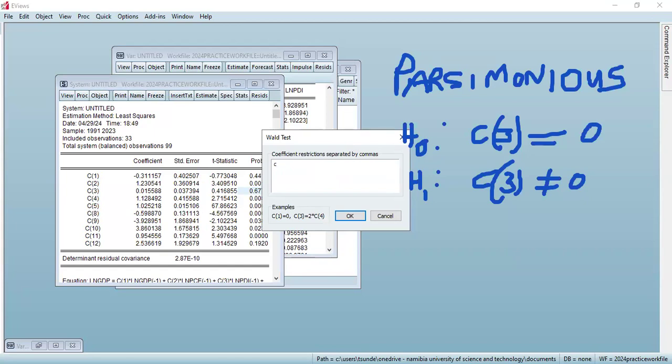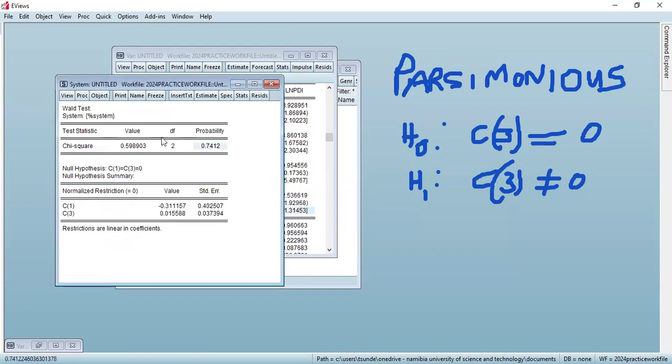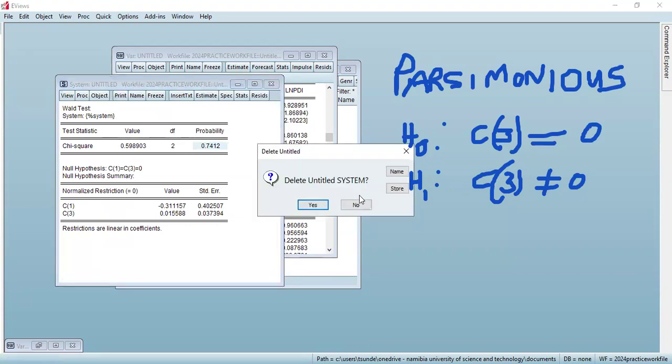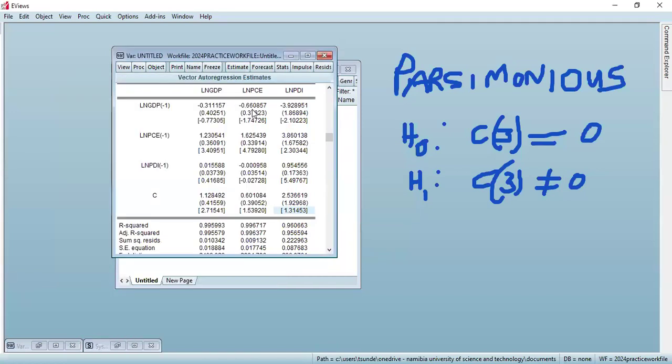We are removing C1, and the C3 is equal to 0. C1 and C3 is equal to 0. Yes, they are redundant. They need to be removed. So we go to, what have I done?